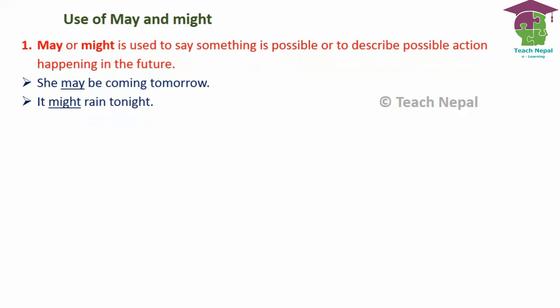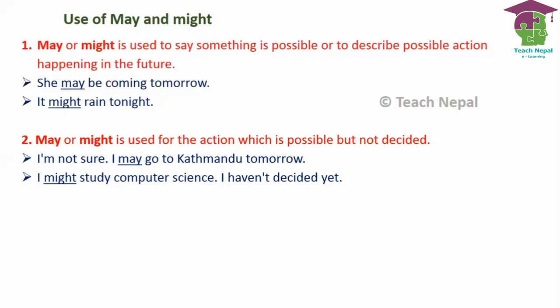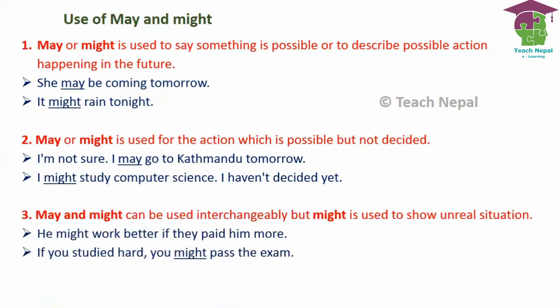When you use may, the probability is higher, and with might it is a little lower, right? They are used to say something is possible, or that this is possible to happen in the future. She may be coming tomorrow, it might rain tonight, right? May or might is used for an action which is possible but not decided. I'm not sure, I may go to Kathmandu tomorrow. I might study. We have to use them to say that something can be done or may happen.